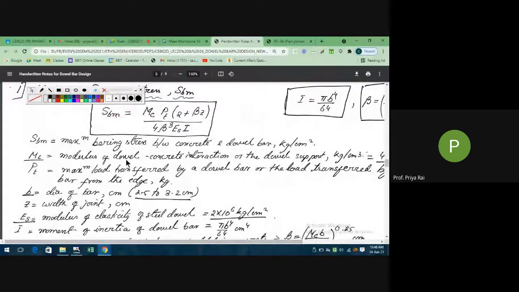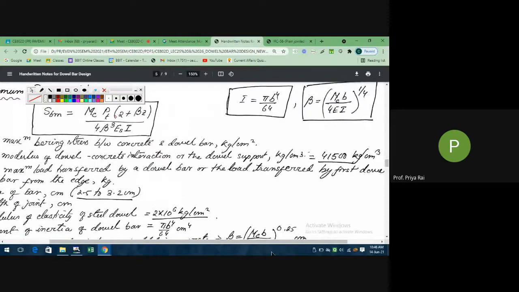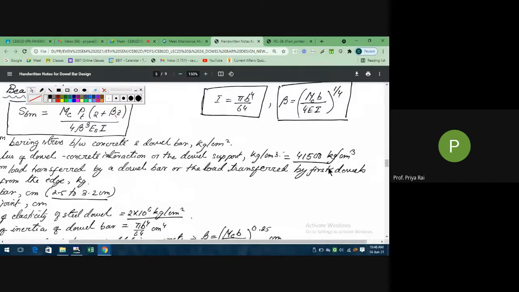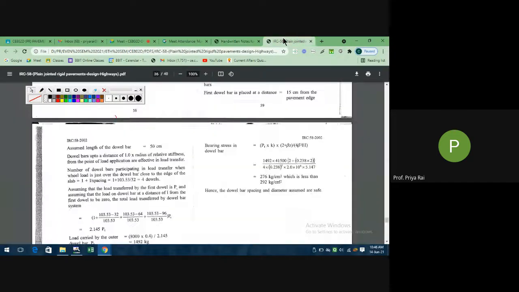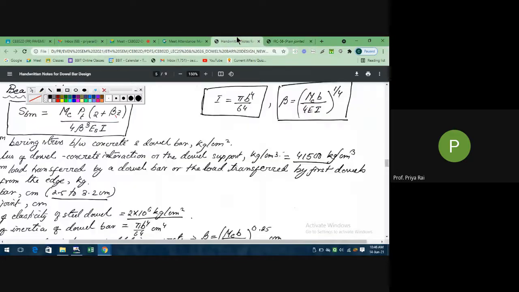MC is the modulus of dowel concrete interaction, or the dowel support. Unit is kg per centimeter cube. In many problems, they will give you this value or you need to assume it, and the assumed value for MC is 41500. Here, instead of MC in this formula, they have given K. See here, 41500, instead of MC they have given K.